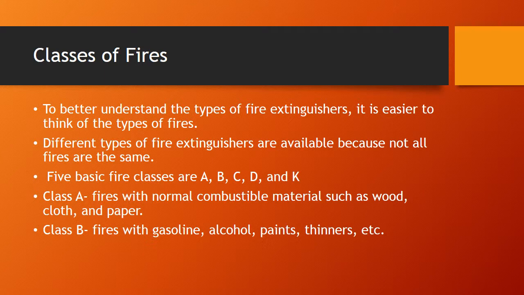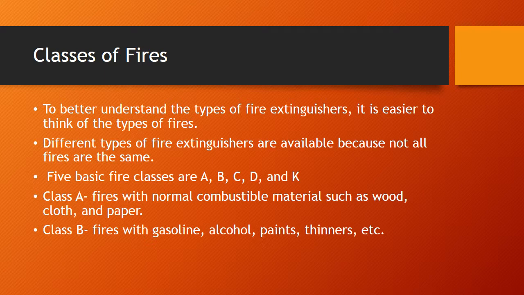In order to get started, we need to cover the different classes of fires. Although we need to know types of fire extinguishers and how to use them, it's easier to understand how to use a fire extinguisher and when to use it if you think of it in types of fires. There are many different types of fire extinguishers because not all fires are the same. There are different ways fires are started, and there are different fire extinguishers available to use. There are 5 basic fire classes: Class A, Class B, Class C, Class D, and Class K.